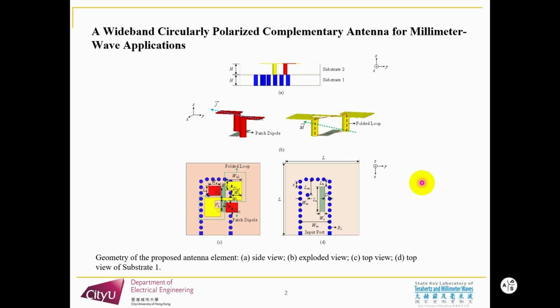Here is the configuration of the proposed antenna element. It is a two-layer structure. Substrate 1 is the SIW structure with a longitudinal slot on the top of the substrate and functions as a feed to excite the radiator. The radiator in substrate 2 consists of a patch dipole and a loop antenna, which are excited differentially by the longitudinal slot on the top surface of substrate 1.